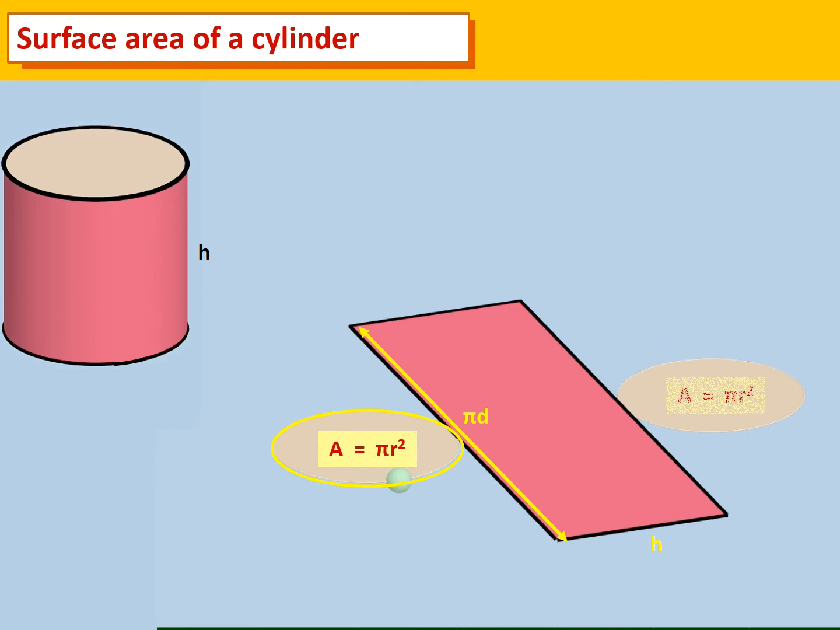The area of one of the circles is pi r squared. The area of the second circle must be pi r squared, which now leaves the question, what is the area of the rectangle? Well, we have both lengths, and it is just a rectangle. So its area is pi times d times h. Or if we replace d with twice the radius, 2r, that area becomes 2 pi rh.